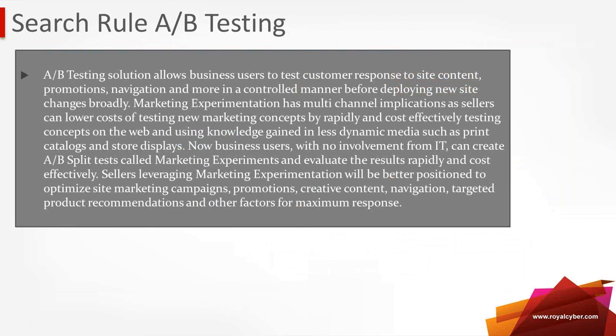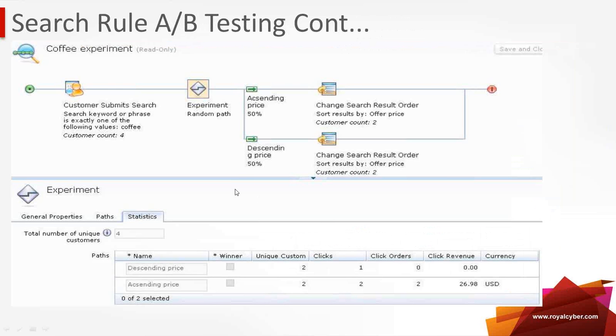A/B testing solution allows business users to test the response to the site content, promotions, navigations, and more in a controlled manner before deploying the new changes broadly. This is a way of testing the search rules before deploying them into the production environment. And this is also via the Management Center.